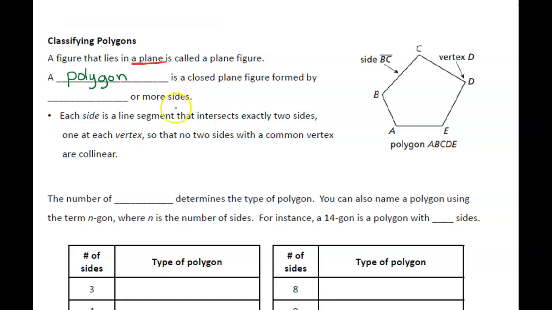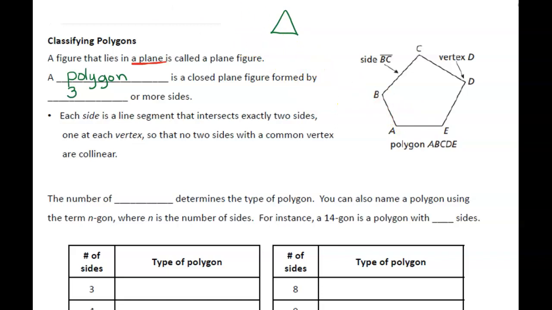All right, so more specifically, a polygon is a closed plane figure formed by 3 or more sides. Okay, so we can have as few as 3 sides. So a 3-sided polygon would look like this. Obviously that's a triangle, or we can have as many sides as we want. We can have 576 sides if we want. All right, so each side is a line segment.